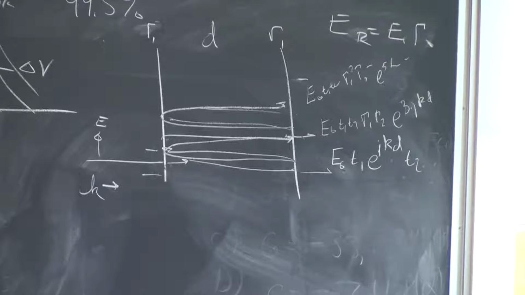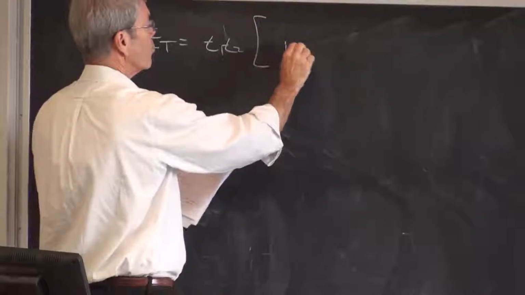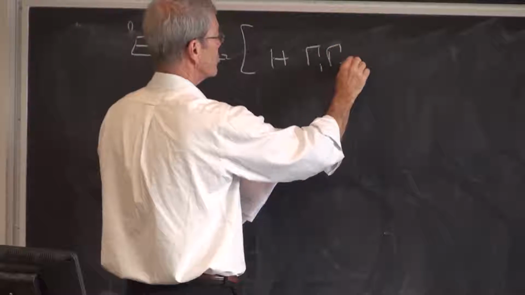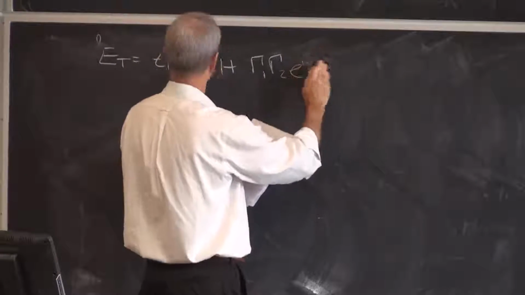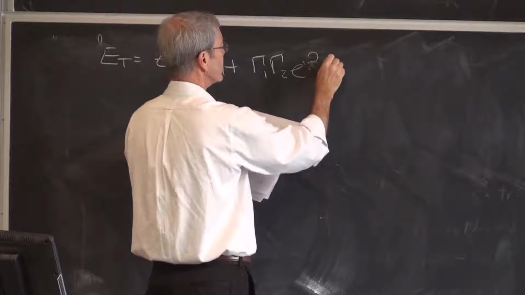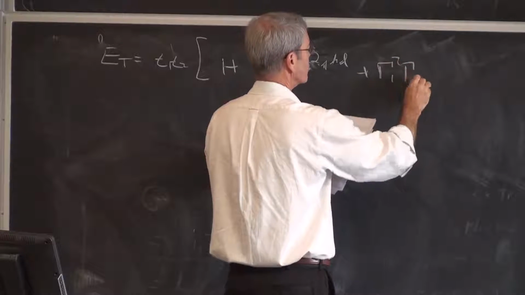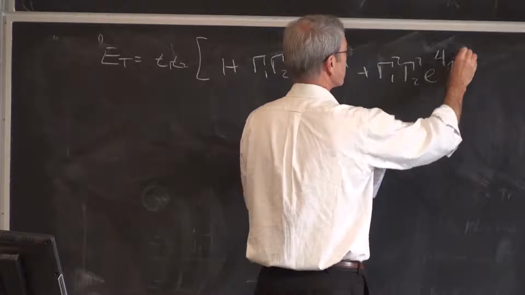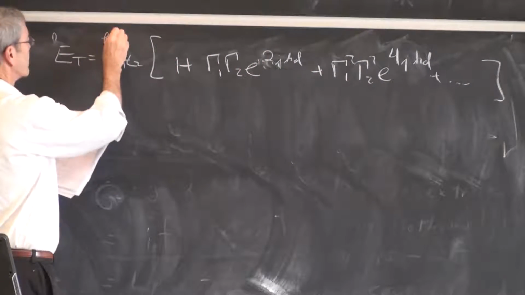When you do it carefully, you're going to get something of the form: E transmitted is going to be T1 T2 times 1 plus gamma 1 gamma 2 e to the 2jKD, plus gamma 1 squared gamma 2 squared e to the 4jKD, plus and so forth. I'm missing a jKD out here.